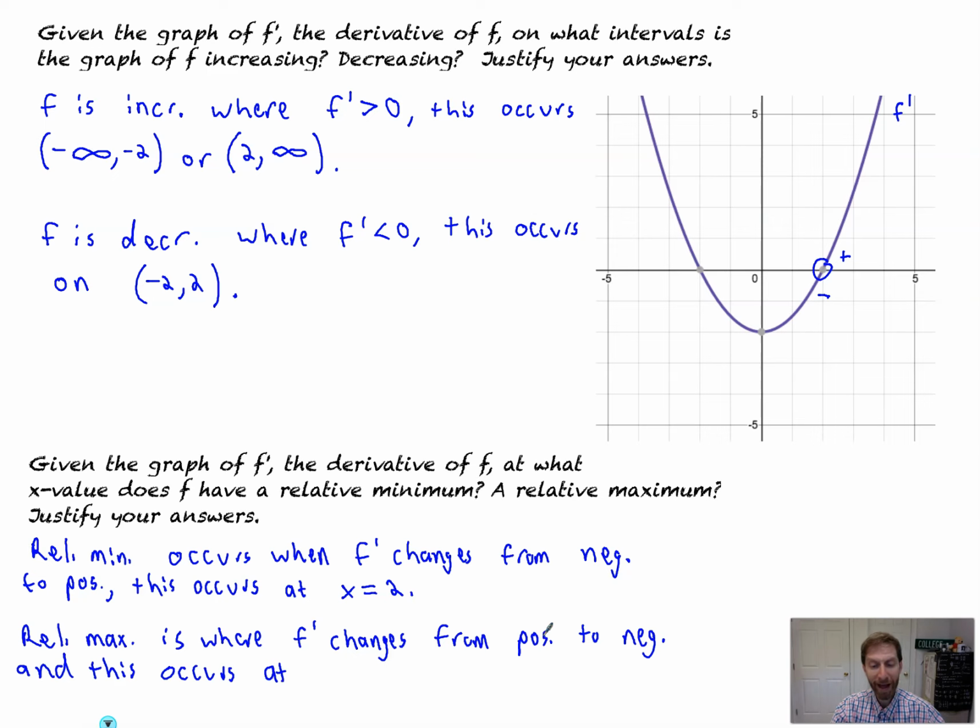Well, we're going from positive to negative. That would be from the positive values of f prime to negative. So that occurs here at x equals -2. Done.